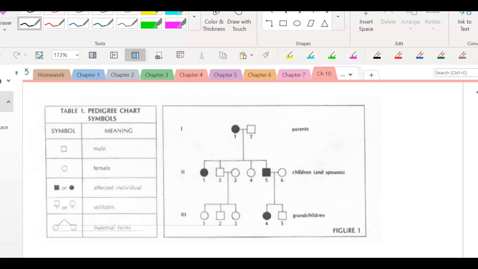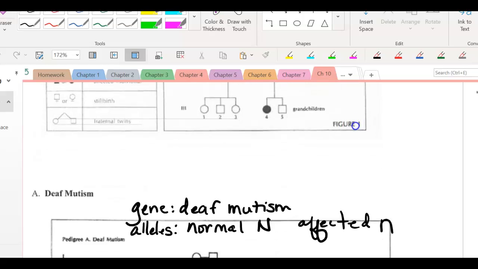Anytime that you see a bracket, that represents twins. I know it says fraternal, but it's just twins in general. And anytime you see a cross underneath their symbol, that means that that child was miscarried.